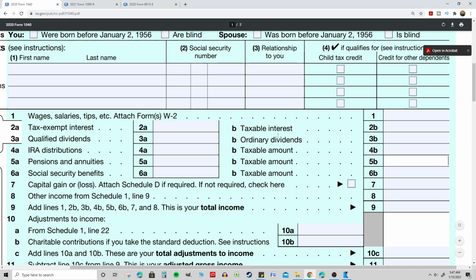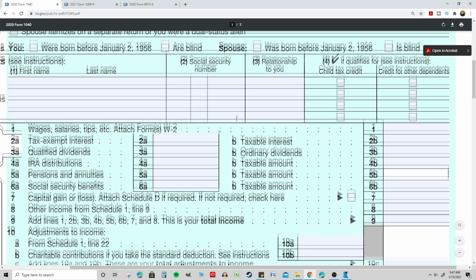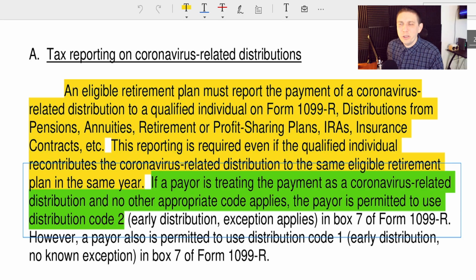Okay, let's continue with the rules, and we're going to come back later in the video and show some number examples. Okay, here we go. Tax reporting on coronavirus-related distributions. It says an eligible retirement plan must report the payment of a coronavirus-related distribution to a qualified individual, that would be you, on Form 1099-R. We're going to look at that in just a second. Distributions from pensions, annuities, retirement or profit-sharing plans, IRAs, insurance contracts, etc. There's a whole bunch of plans.